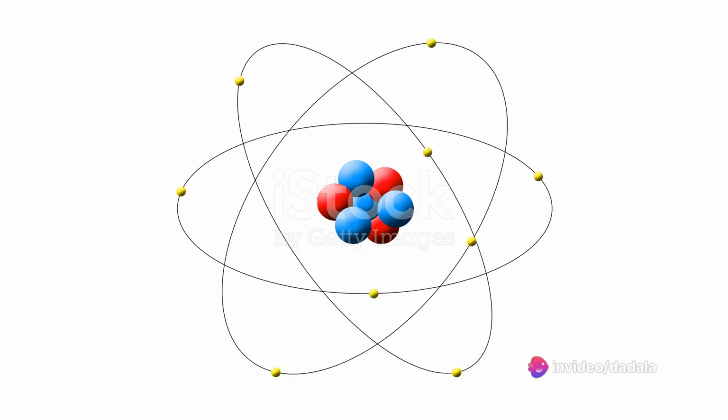Secondly, the identity of an atom is determined by the number of protons in its nucleus. For instance, an atom with 1 proton is hydrogen, while an atom with 6 protons is carbon. It's like a secret code that nature uses to differentiate one element from another.